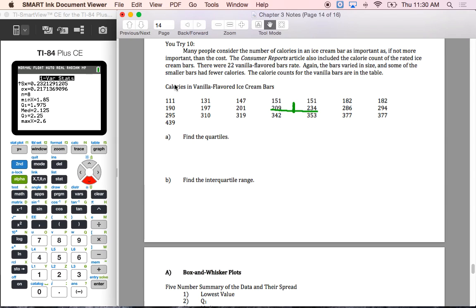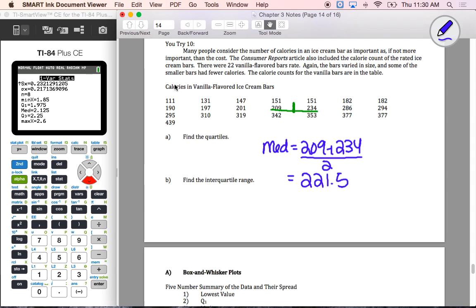So for my median, we're going to take 209 plus 234 and divide it by 2. So my median number then is 221.5. We need Q3 and Q1.